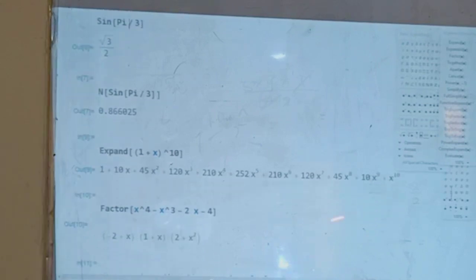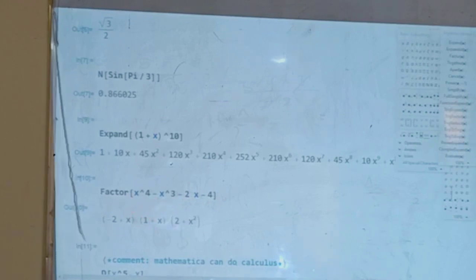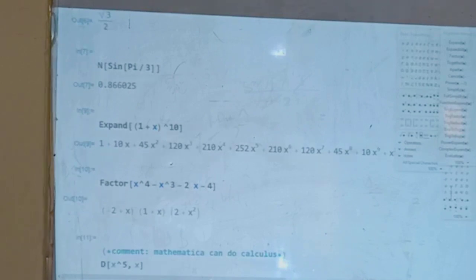For example, you have y equal to x raised to the power of 4 minus x cubed minus 2x minus 4. I want you to factorize it. It's a fourth order algebraic expression, which means there must be 4 brackets. Is it not? The factors will give you these are the factors of that expression. Are you seeing that?